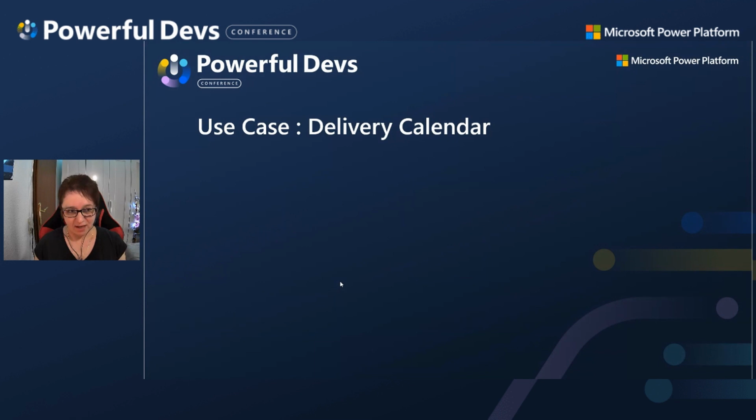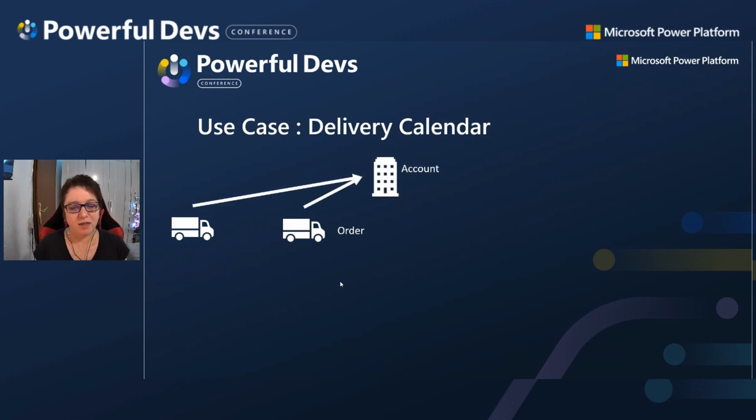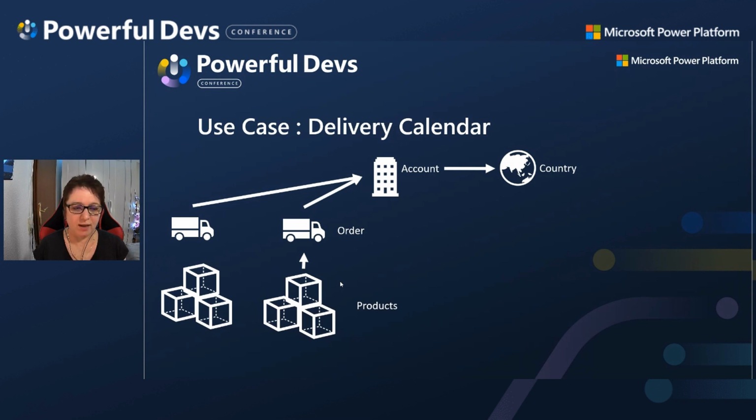So let's have the use case, a delivery calendar. We have a customer who has to make deliveries. So we have the order table that has to be made to an account, and it's placed in another country. Each of these ones are on the Dataverse, some lookups. And we have the products that have to deliver it with this order.